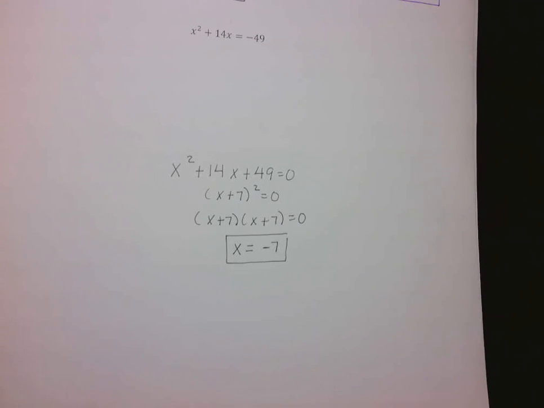So what does this mean on a graph? It means this parabola is actually only going to touch the x-axis in one place, and that is going to be at -7.